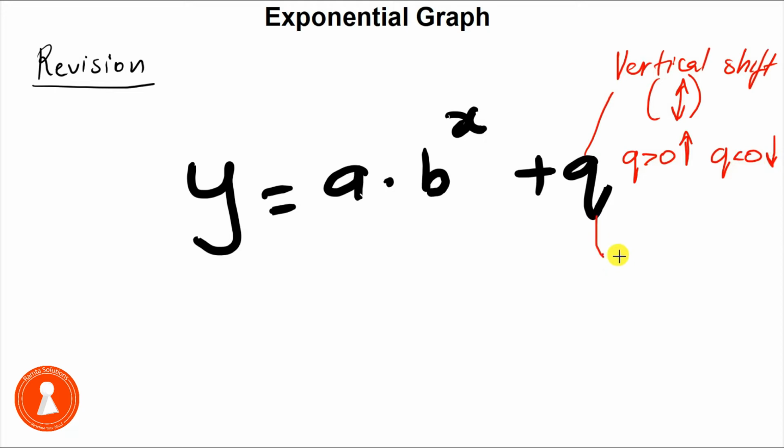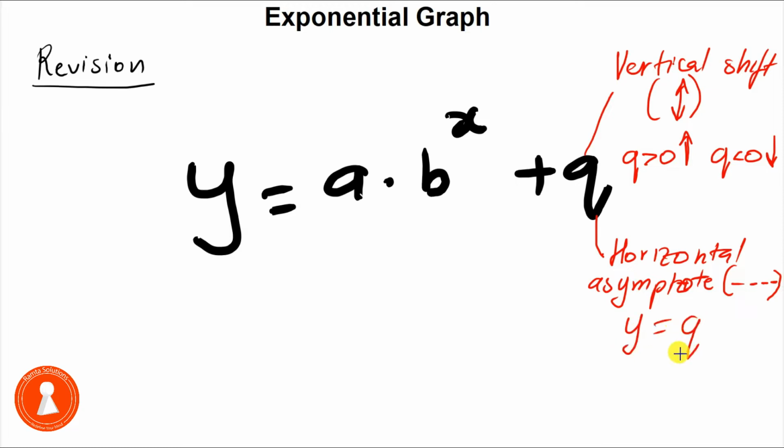We also said he represents horizontal asymptote, which is basically a horizontal line where the graph does not exist. This has the formula y equals q. So when you are asked for asymptotes, you will say it is y equals q.